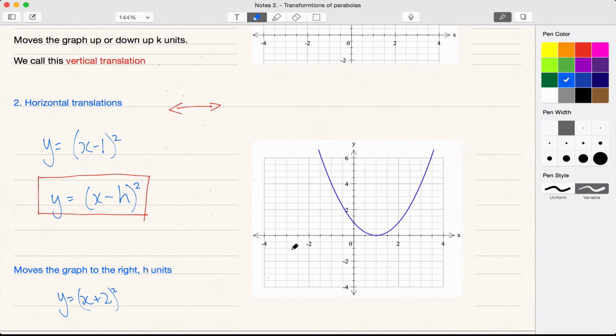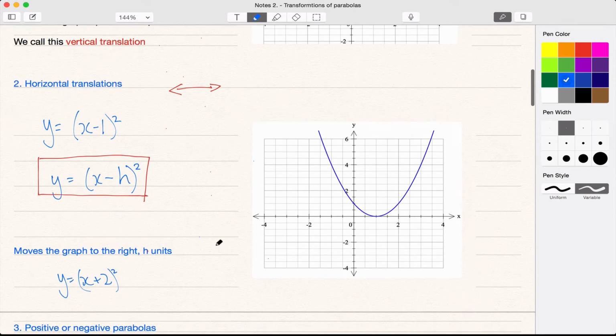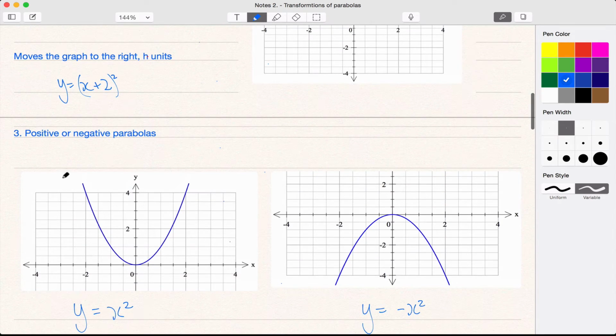Then you would move to the left, so it would go to minus 2. So it's just the opposite of the sign here. That's for horizontal translations. The third type of transformation is just positive or negative parabolas, and we saw these in the first video, but it is a type of transformation.